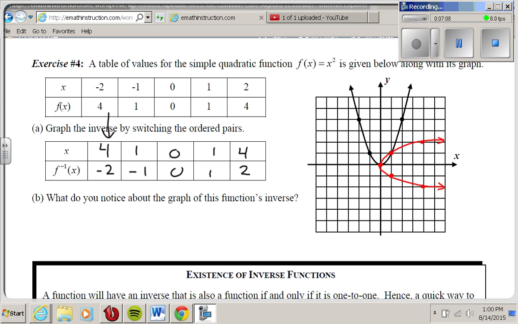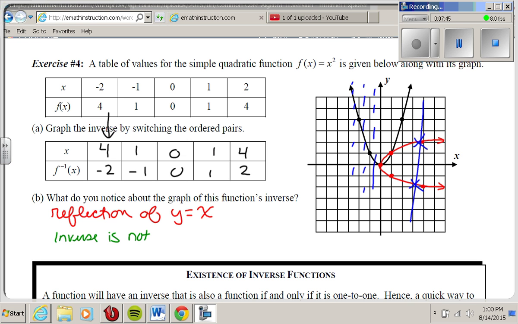So again, what do we notice about this graph of the function's inverse? It is a reflection over y equals x. We also notice that I know my parabola is a function, right? It passes that vertical line test. What happens when I pass a vertical line through my inverse function? Is my inverse of my quadratic a function? No. So the inverse for this function is not a function. And that's going to be important when we start talking about one-to-one functions, or one-to-one relationships.